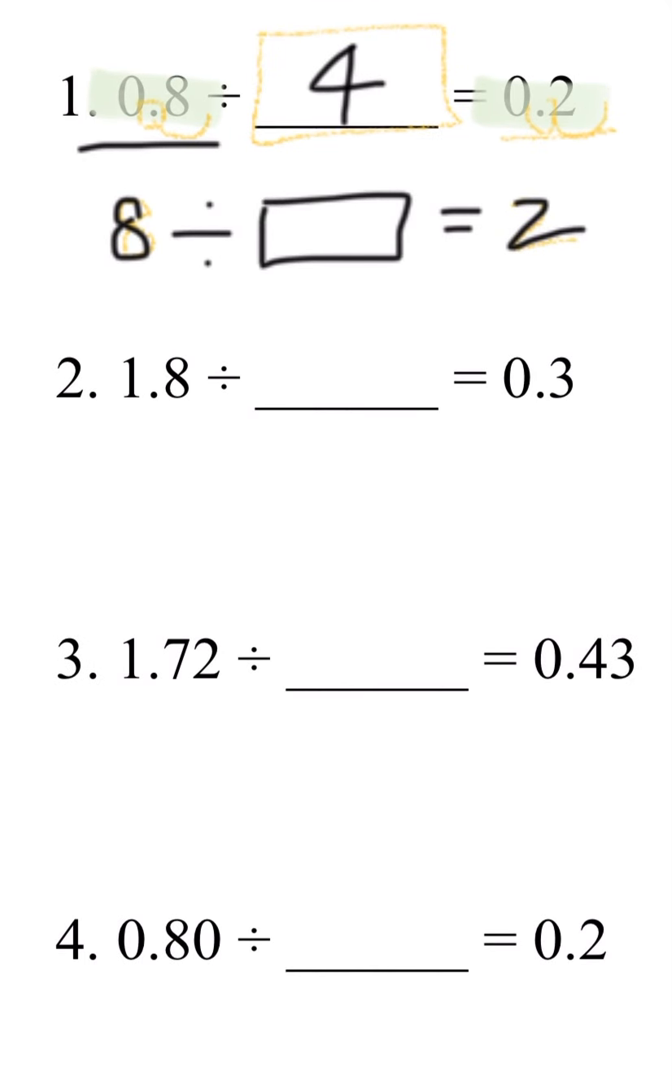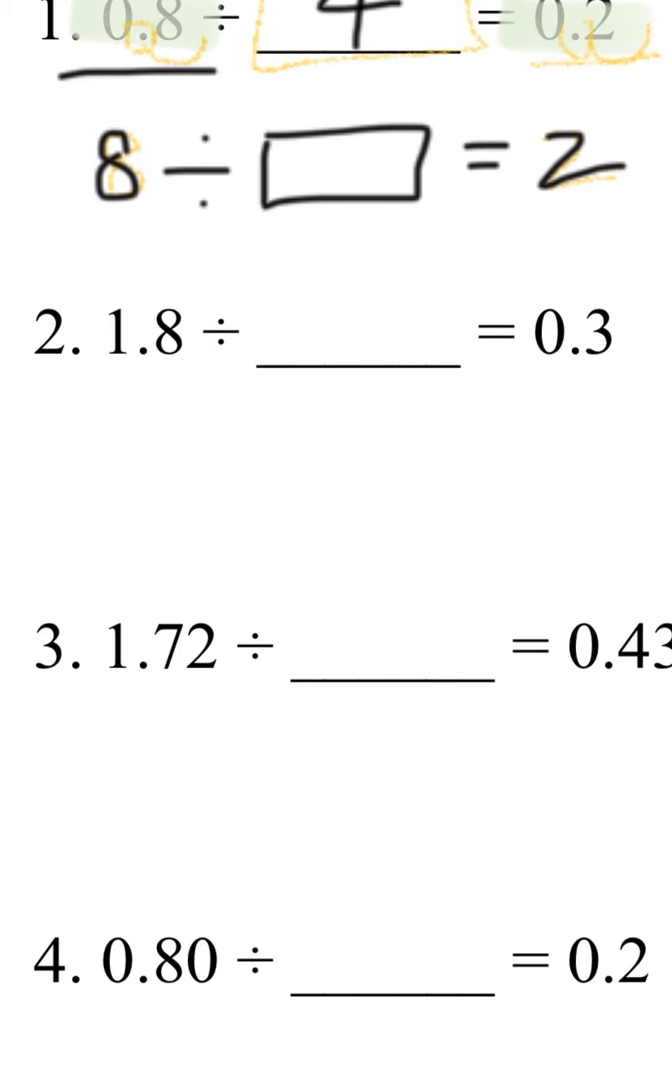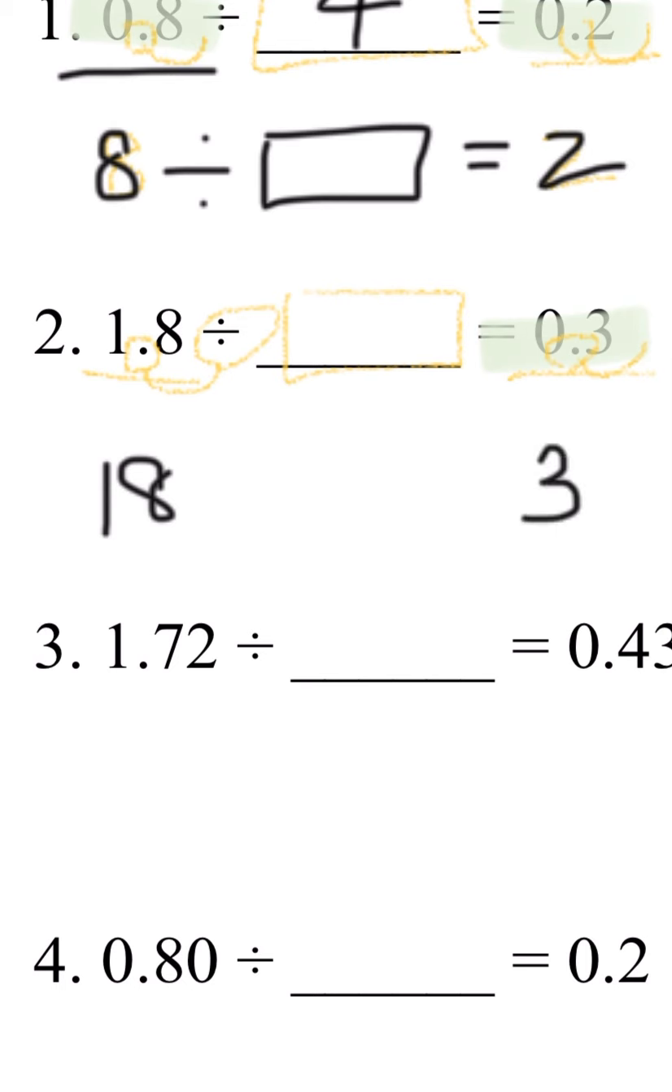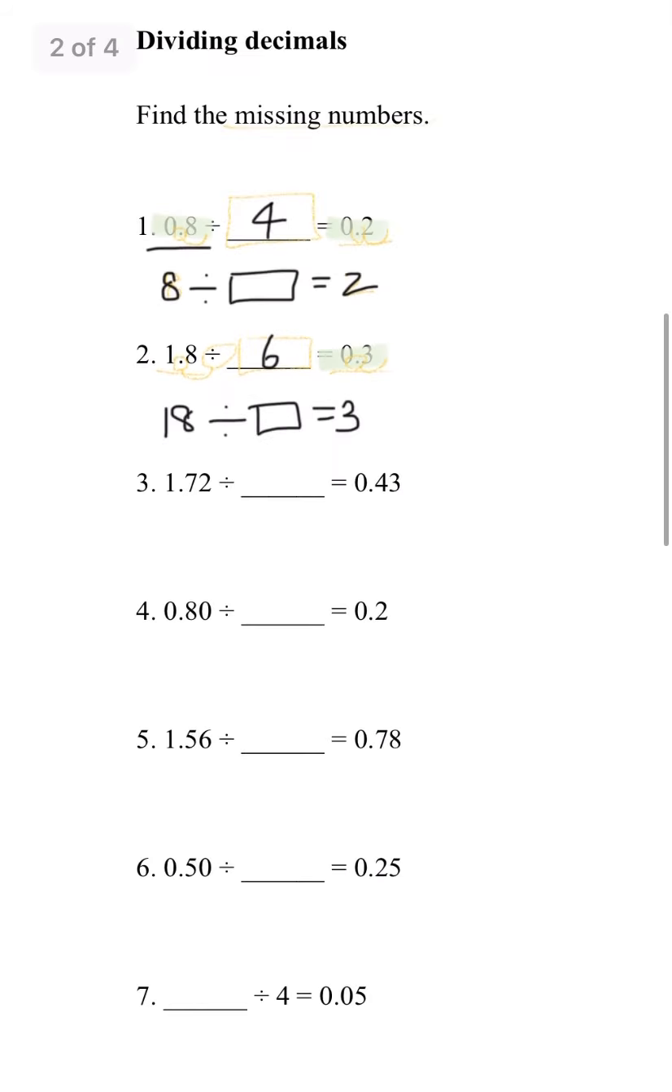Let's try another question together. So number 2, we have 1.8 divided by something equals 0.3. Again, we're going to move the decimal point to the right one. So then we're working with a whole number, which is 18, right? And then remember, we're going to do it to the other side also. So we move this decimal point to the right one. And so we have 3 instead of 0.3. And then when we rewrite it, we have 18 divided by something equals 3. And then we know that something is going to equal 6. Okay, so 6 is our answer.